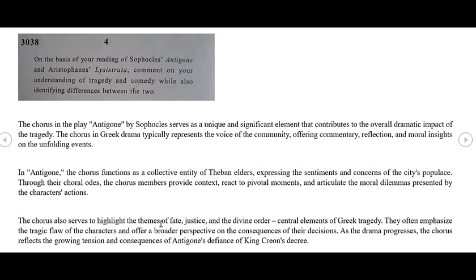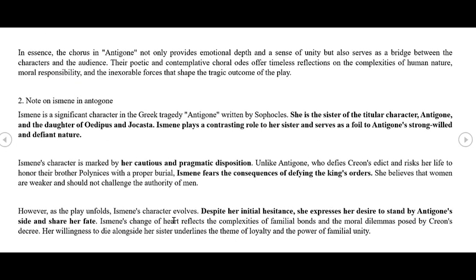The main important aspects that the chorus highlights are the themes of fate, justice and divine order in Greek tragedy. Often these are emphasized through the characters themselves, but the chorus is the one that highlights these characteristics to you. So the chorus finally not only provides emotional depth and a sense of unity, but also serves as the bridge between the characters and the audience, and the poetic and contemplative choral odes offer a timeless reflection on the complexities of human nature and moral responsibility.